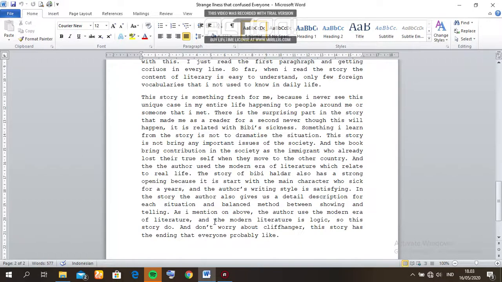If there's any question of whether this story can happen in real life, I will say yes, it can. That's why I said the author wrote in the modern era of literature. There's no fantasy or anything like myth or legend. And don't worry about a cliffhanger. This story has an ending that everyone will probably like. Yep, you should read this story.